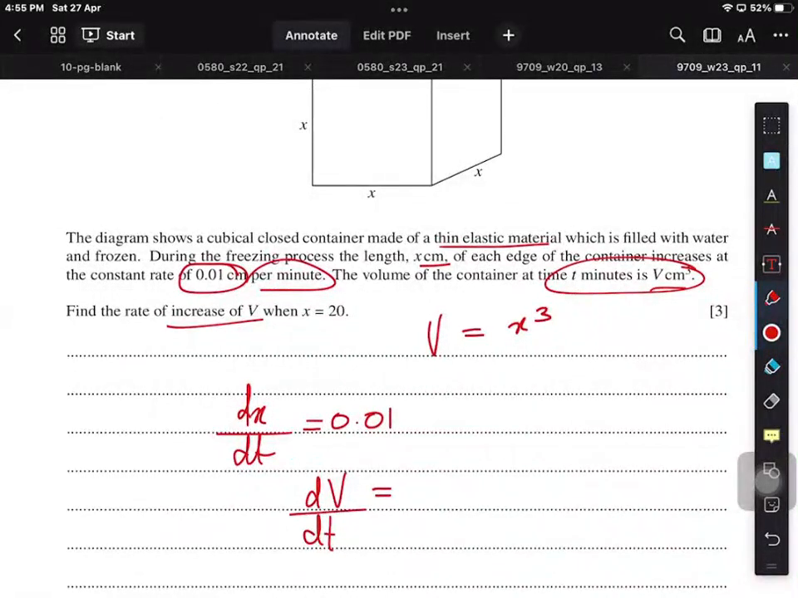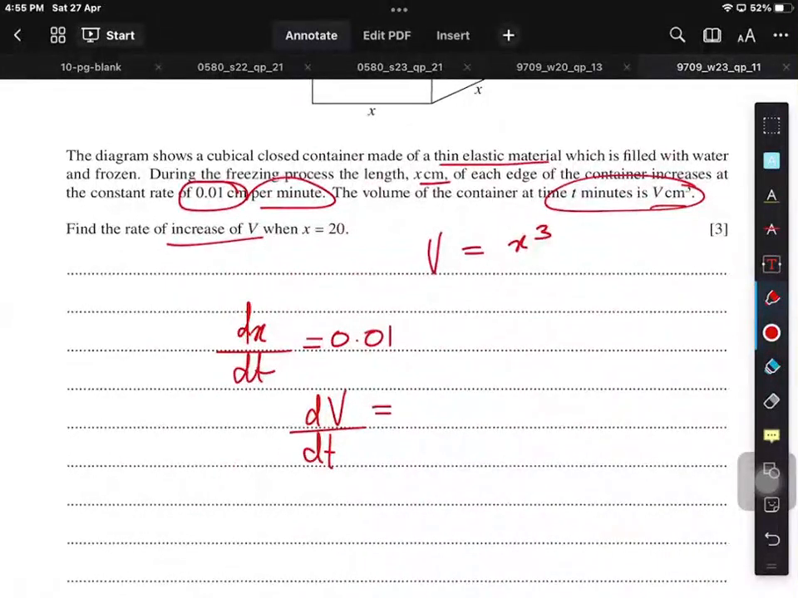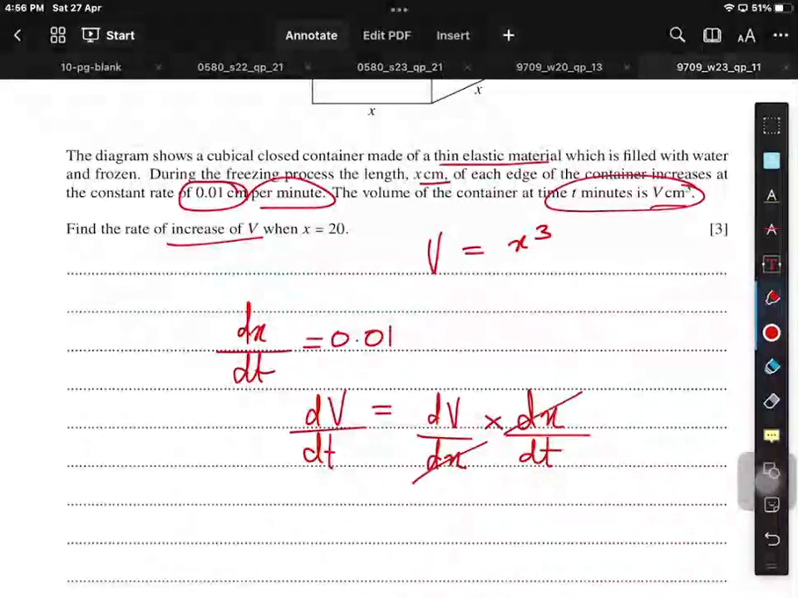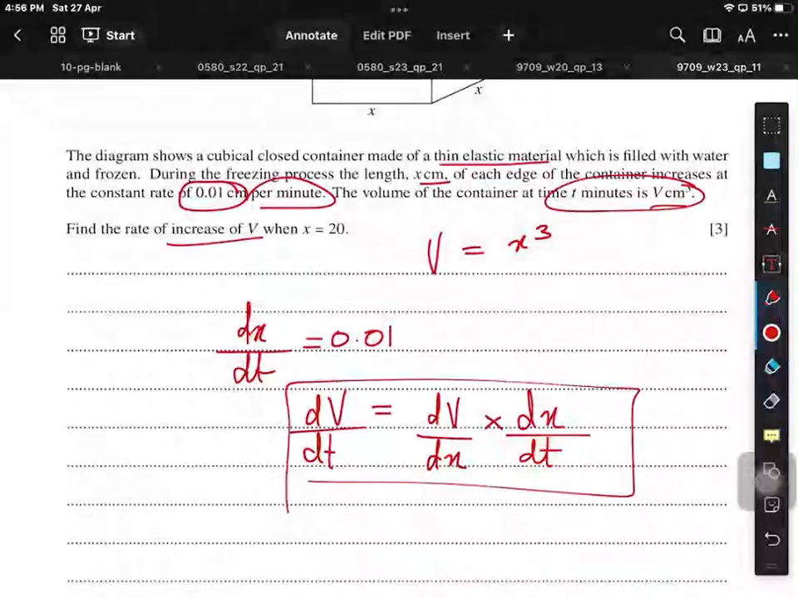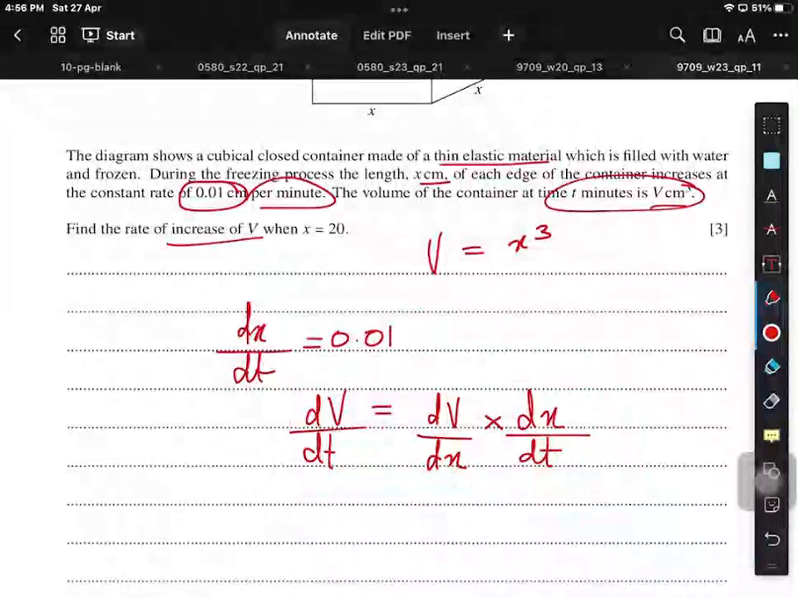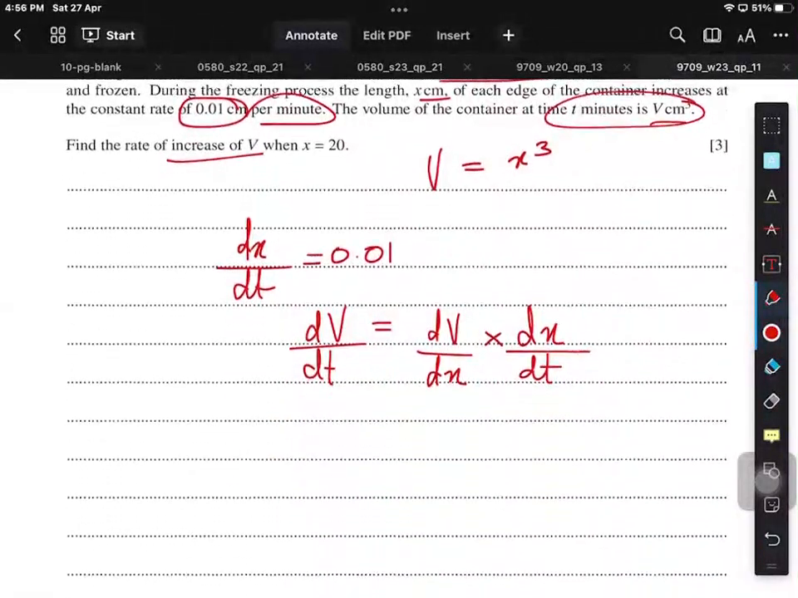Now, what we can do here is apply the chain rule. So the chain rule is basically, if we have dV over dx and we have dx over dt, this will eventually cancel out, these dx and dx. So we would be left with dV and dt, and that's exactly what we want. So that's how we calculate it. For that, we need dx over dt, which we're already given in the question, but we're not given dV over dx. For that, we have to differentiate.